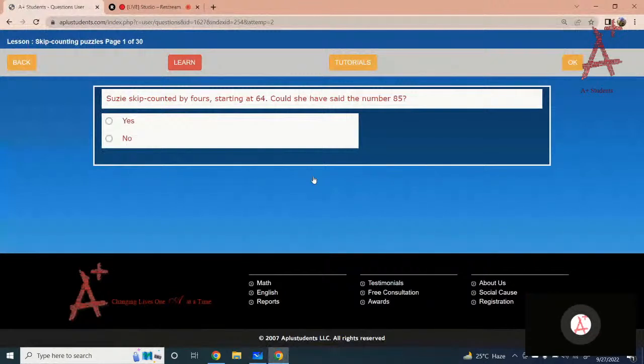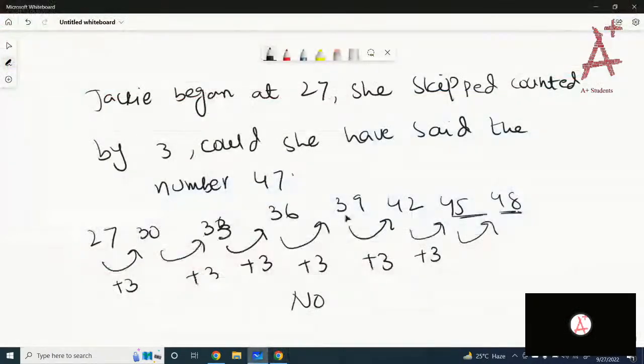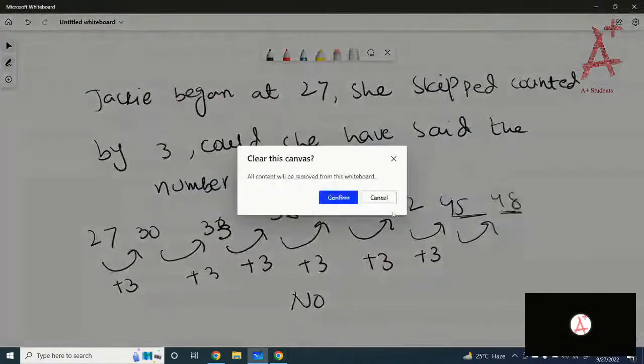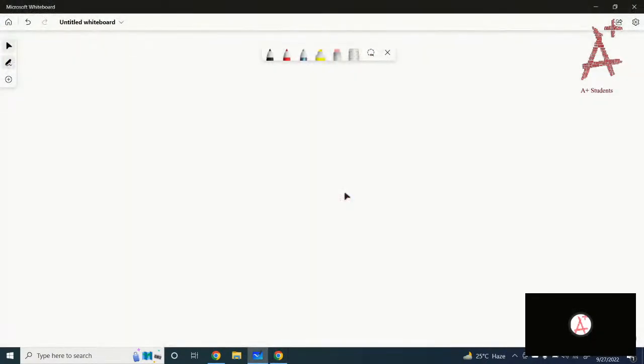Okay, so the first question on the test is: Susie skip counted by fours, starting at 64. Could she say the number 85? Okay, so she started from 64 and then she skipped 4 each time. We need to see if she counted 85. Okay, let's start with 64 and skip 4 each time until we reach 85.